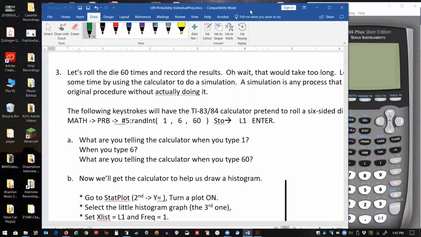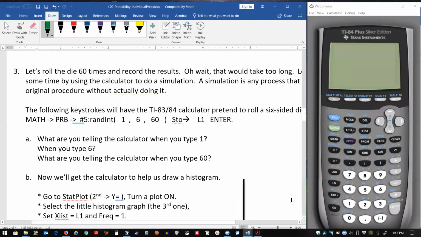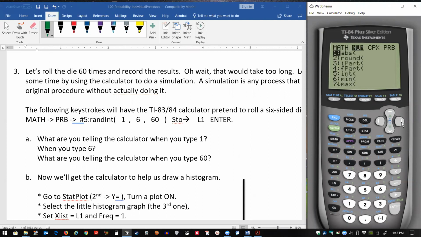Let's pull out your calculator. Here's mine. And we're going to simulate rolling a die, a standard 6-sided die, 60 times. So to find our option, we're going to hit the math button right here. We're going to hit right and go to our probability menu, this 4th menu. And we're going to choose this 5th option, the random integer option, because again, our possible outcomes for rolling a die are just integer values, okay? And we press enter.